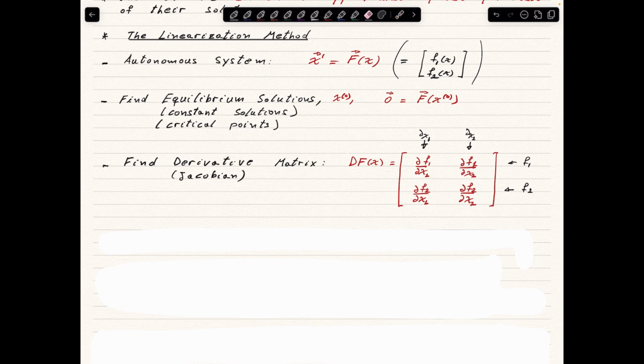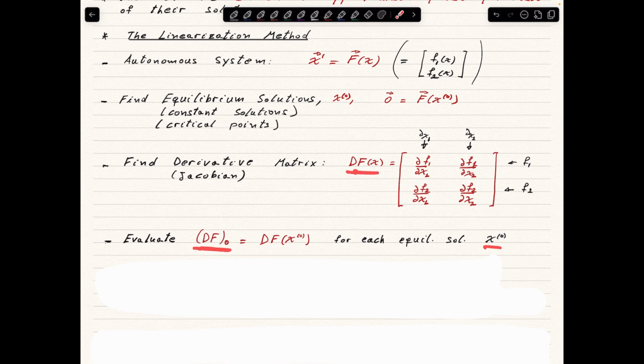So we construct this matrix that is a function of x. This matrix right now is not constant. It is going to be a constant matrix when we evaluate that matrix at each critical point. In our previous example, we had 2 critical points, so we are going to have 2 of these matrices, which are going to be constant matrices, the derivative matrix evaluated at each of the critical points.